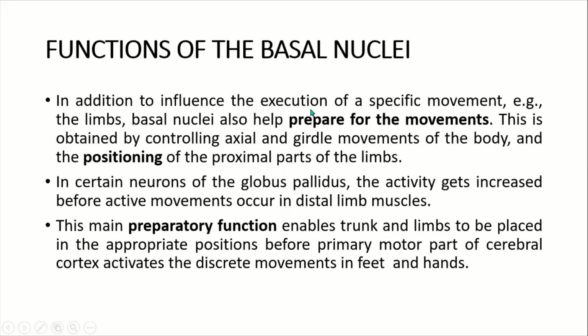In addition to influencing the execution of specific movements, for example of the limbs, basal nuclei also help prepare for the movements. It's very important. They help prepare for the movements. This is achieved by controlling axial and girdle movements of the body and the positioning of the proximal parts of the limbs. In certain neurons of the globus pallidus, the activity increases before active movements occur in distal limb muscles. The main preparatory function enables the trunk and limbs to be placed in the appropriate positions before the primary motor part of the cerebral cortex activates the discrete movements in the feet and hands.